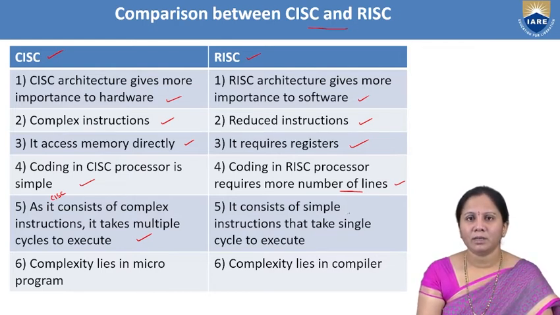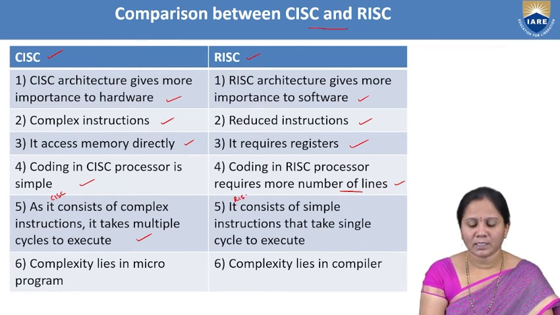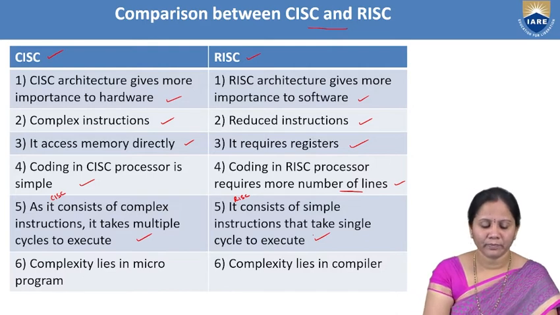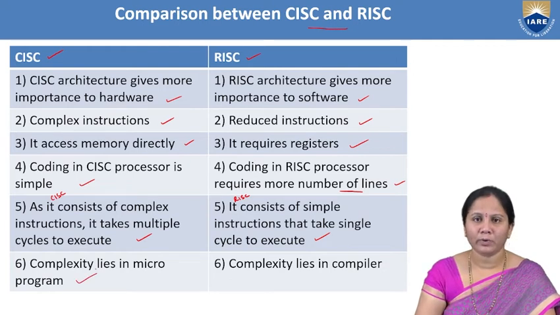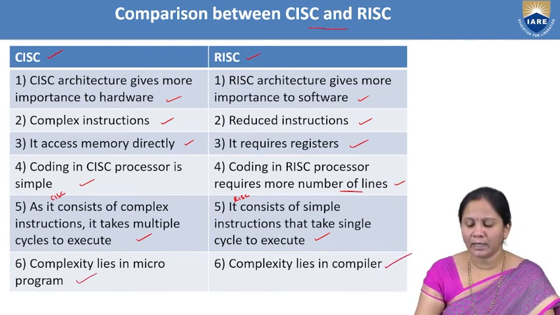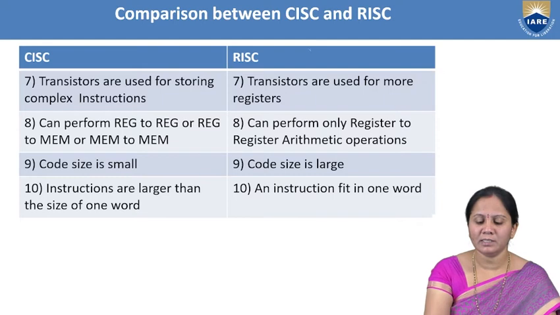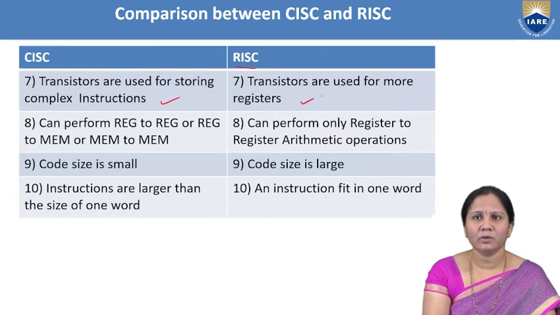Coming to RISC, it consists of simple instructions that take a single cycle to execute. In CISC, complexity lies in the microprogram, whereas in RISC, complexity lies in the compiler. Coming to some more differences, in CISC, transistors are used for storing complex instructions. In RISC, transistors are used for more registers.